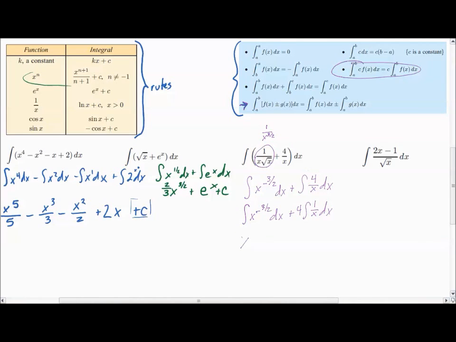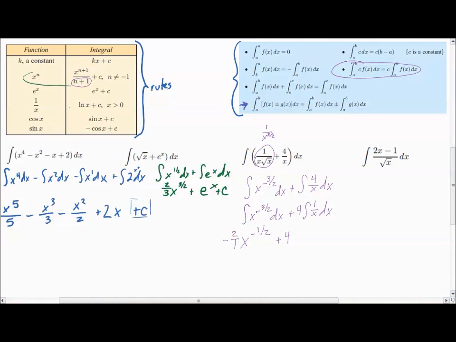So we'll have x to the negative 1/2, but then we have to divide by 1/2 or multiply by the reciprocal, so negative 2 over 1. So that's my, over n plus 1, right, over negative 1/2, which is the same thing as times negative 2, and then plus 4 times the integral of 1 over x.